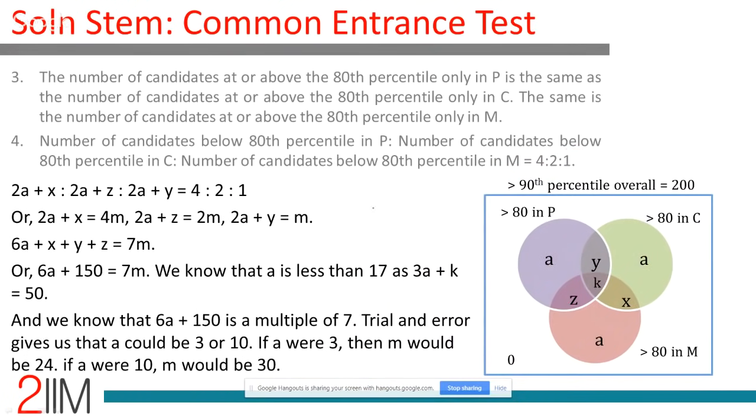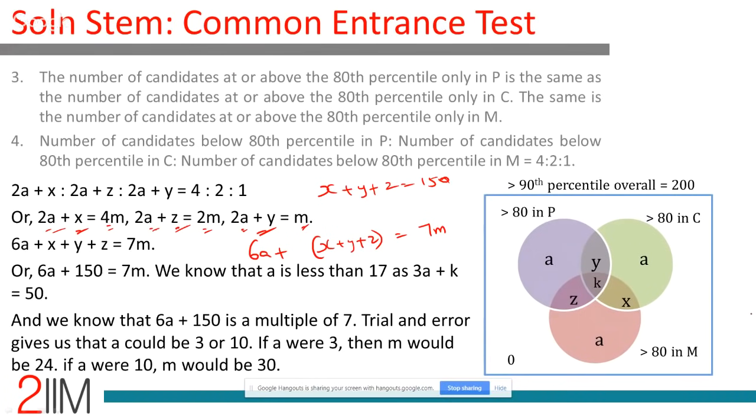And so we discussed this. 2a plus x is 4m, 2a plus z is 2m, 2a plus y is m. I know that this x plus y plus z is 150. Somewhere I want to use that. That's a bazooka. So how do I use that? If I add these three equations, I'm going to carve out an x plus y plus z. Fabulous. So I'm going to add those three equations. So 2a plus x plus 2a plus z plus 2a plus y. 6a plus x plus y plus z, 7m.